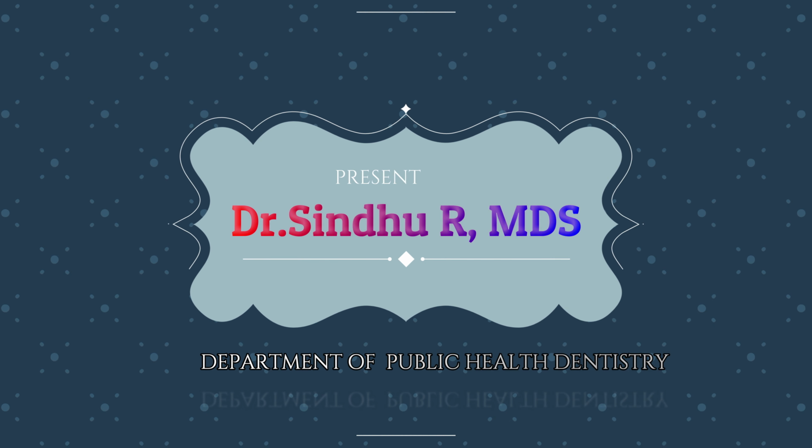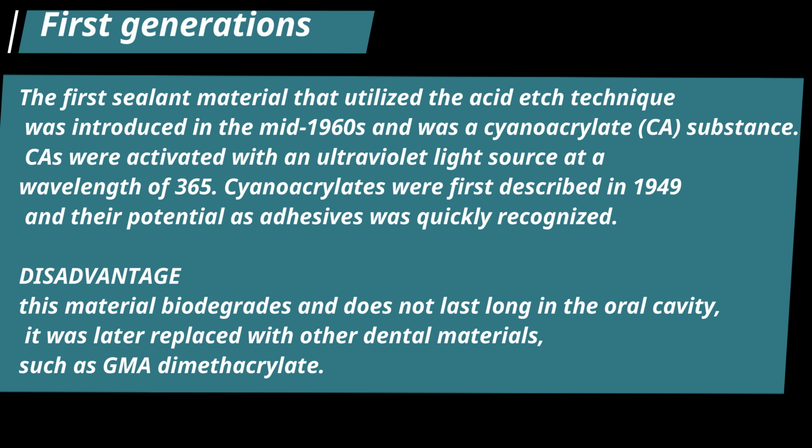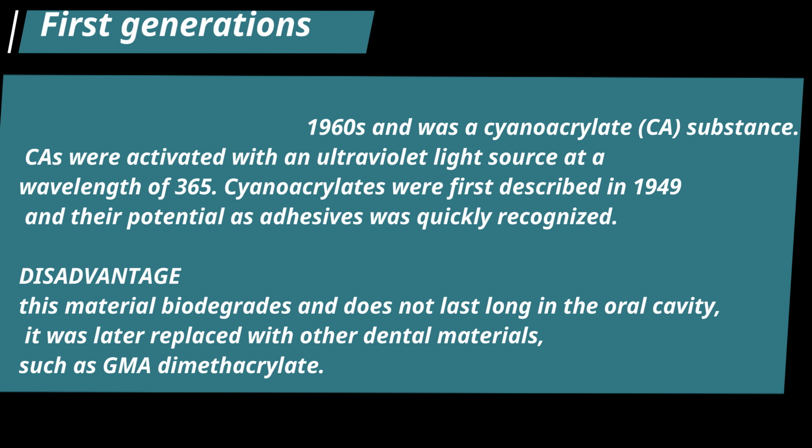Now let us move on to Pit and Fissure sealants based on generations. And the first is the first generation sealants. The first sealant material that utilized the acid etch technique was introduced in the mid-1960s and was a cyanoacrylate substance. Cyanoacrylates were activated with an ultraviolet light source at a wavelength of 365 nanometer. And cyanoacrylates were first described in 1949 and their potential as adhesives was quickly recognized. And it has the disadvantages that the first generation sealants biodegrade and do not last long in the oral cavity.